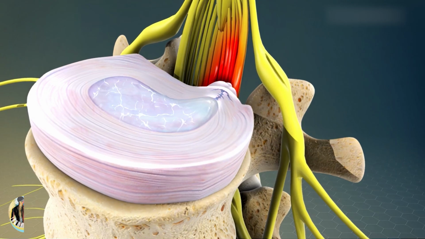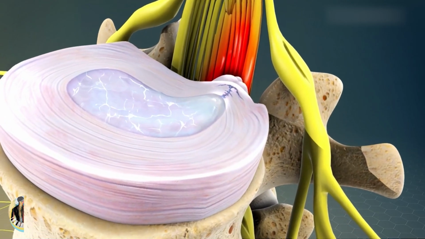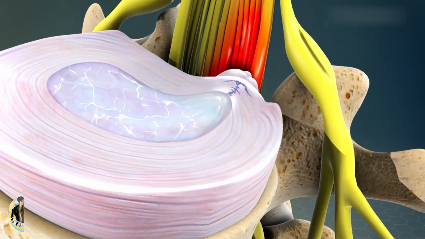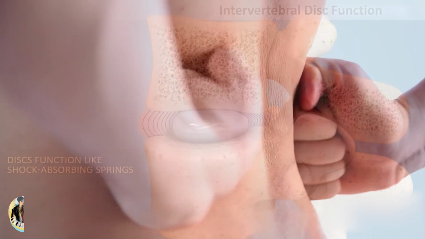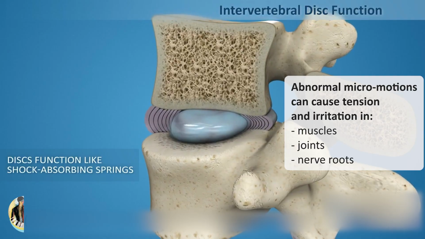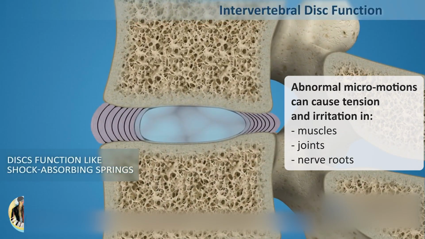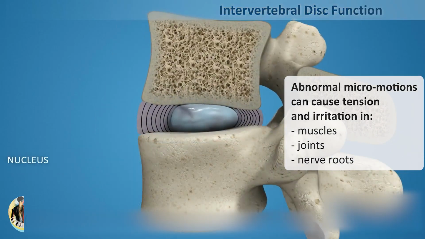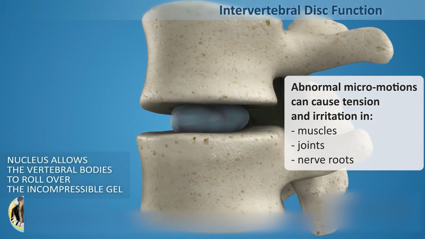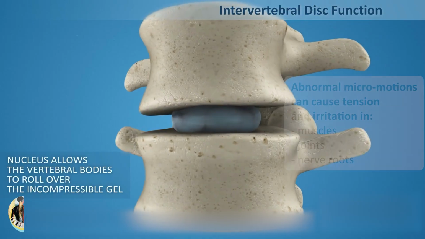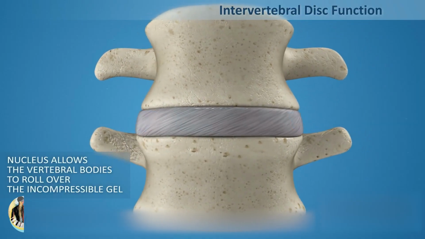As the outer layer of the disc, the annulus fibrosus, deteriorates, the disc's ability to cushion and support the spine diminishes. This degeneration can lead to abnormal movements between the vertebrae. These micromotions can cause tension and irritation in the surrounding muscles, joints, and nerve roots as the spinal segment becomes progressively more unstable, causing intermittent episodes of more intense pain.